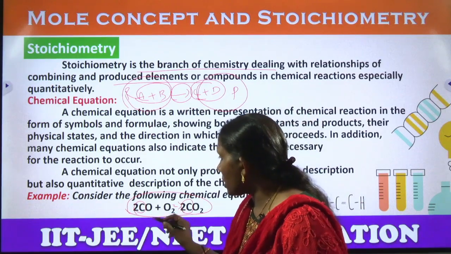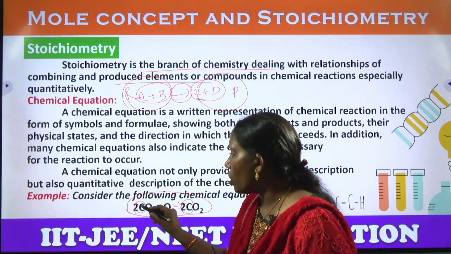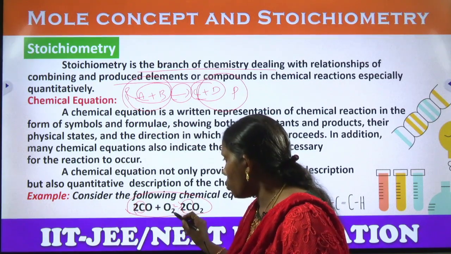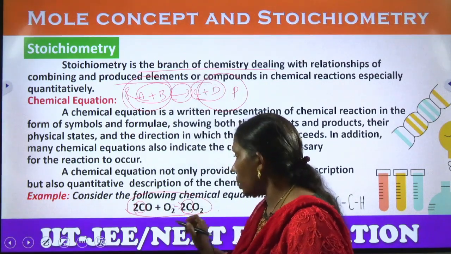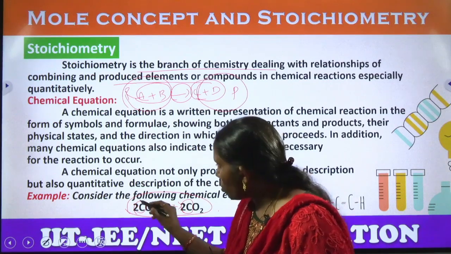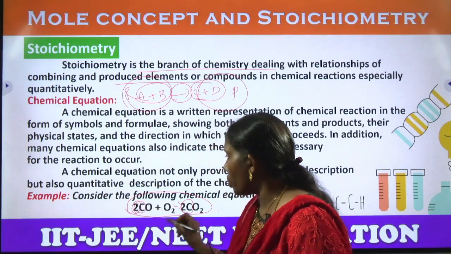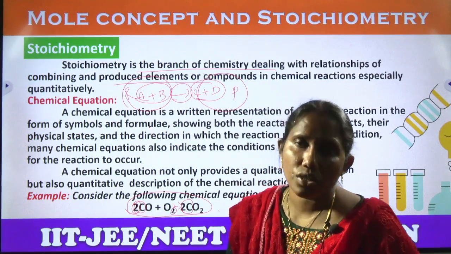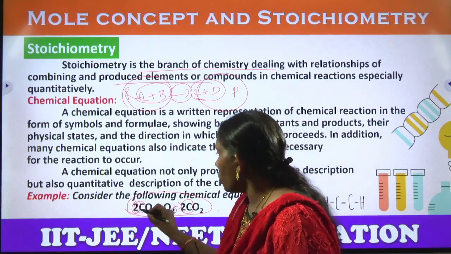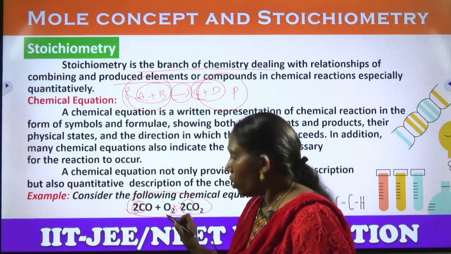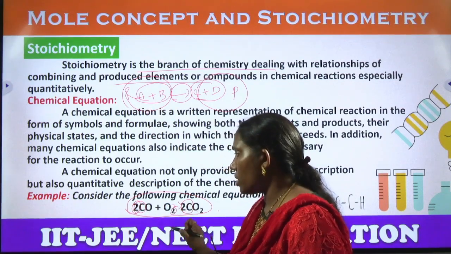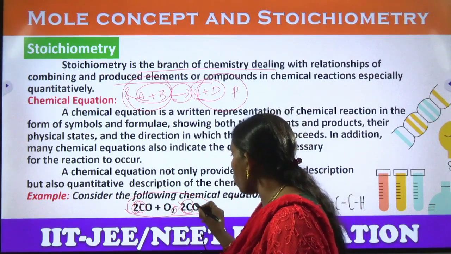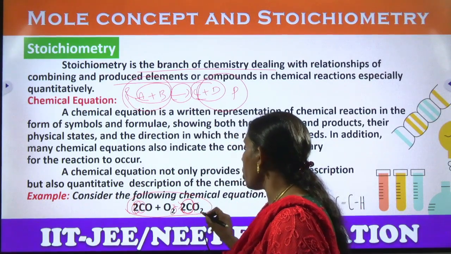Come to the oxygens. CO has one oxygen, but O2 has two oxygens. These numbers in front represent the number of molecules. These subscript numbers represent the number of atoms. That small variation is very important. So 2 oxygens in O2 molecule. Total we have 4 oxygens. Here 2 carbons, and 2 twos are 4 oxygens.